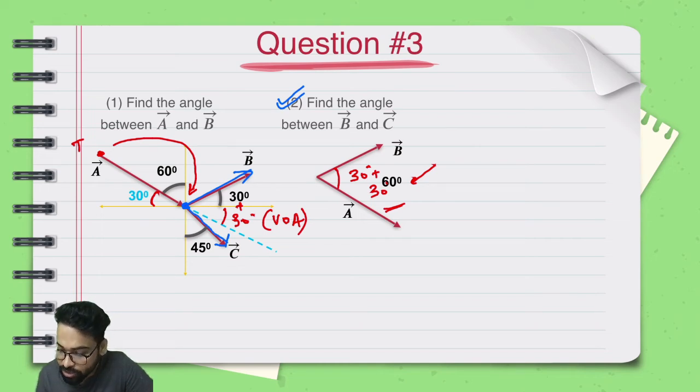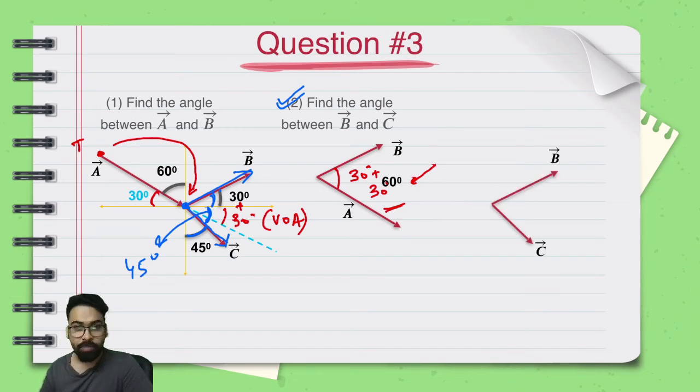I just need to see what this angle is, and I can say that if this is 45, this also is 45 degrees, which means 45 and this 30. Overall, I can say for B and C, this angle is 30 degrees, this angle is 45 degrees, and you get 75 degrees as the correct answer. What about the third case? There is a third case as well.